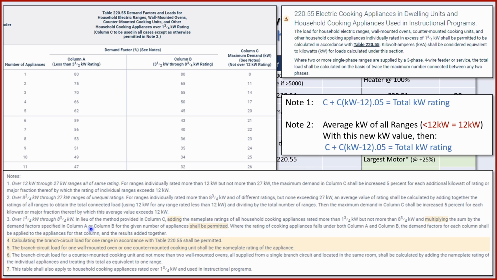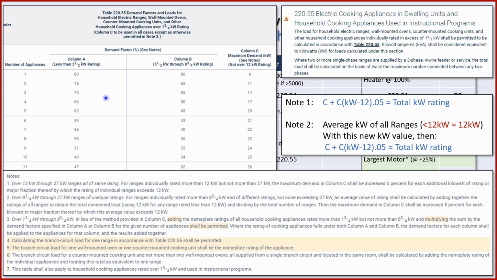It says in lieu of the method provided in column C, adding the nameplate ratings of all household cooking appliances rated more than 1 3/4 kW, but not more than 8 3/4 kW, and multiplying the sum by the demand factor specified in column A or column B for the given number of appliances shall be permitted. Okay, so what that's saying is if your range or ranges or cooking equipment falls within these two categories, then you can use these two categories by multiplying the sum by the demand factors specified in these columns.